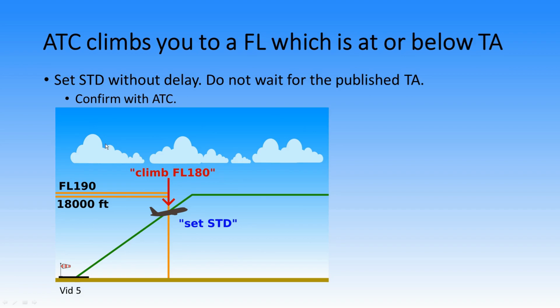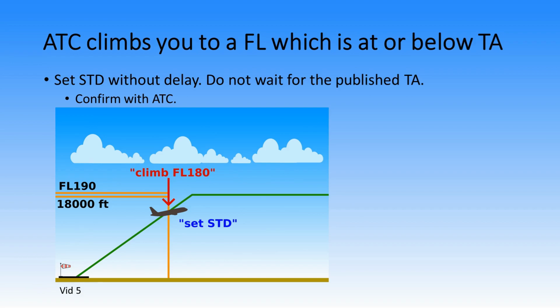But now ATC says climb to flight level 180. Well, that doesn't really make sense, because on the chart it says 18,000 feet is the transition altitude. So what ATC should say is climb to 18,000 feet, but that's not what they said. They said flight level. So in that case, you have to confirm with them. Confirm with ATC. Confirm flight level 180. We are cleared to a flight level, and ATC says affirm, you're cleared to a flight level.